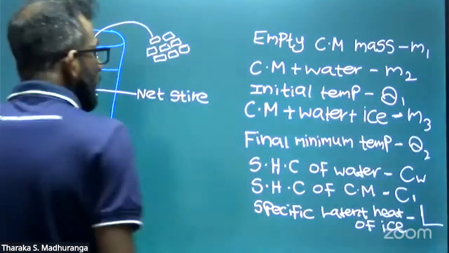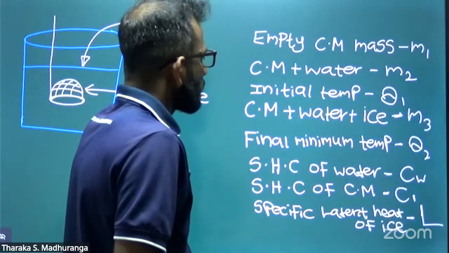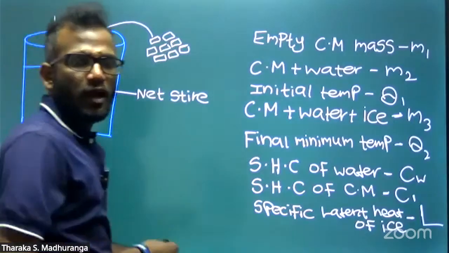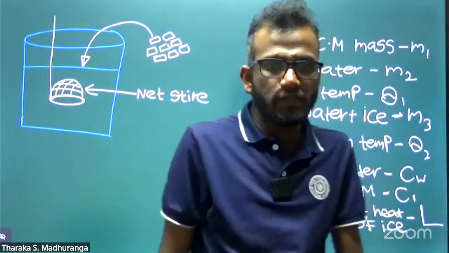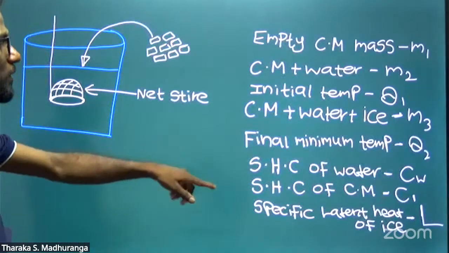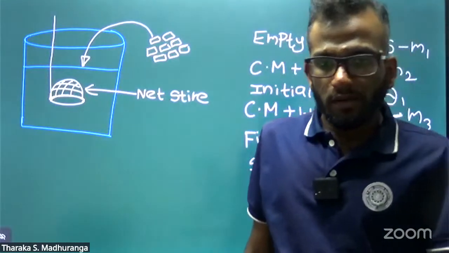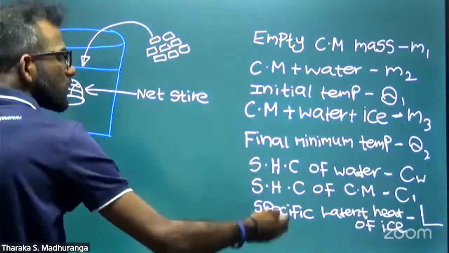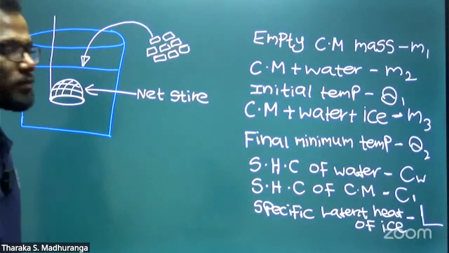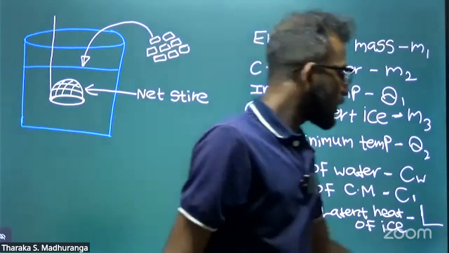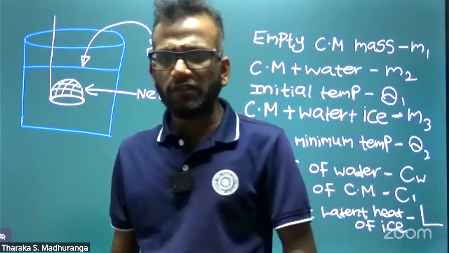After adding all the ice cubes, we get the final temperature of the mixture, θ2. Then the other required measurements you need to calculate. Up to now, simple things, and it is the same as the previous question.